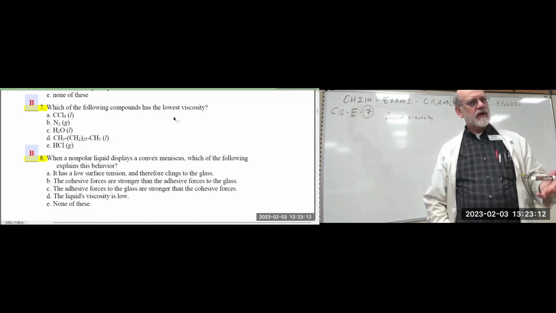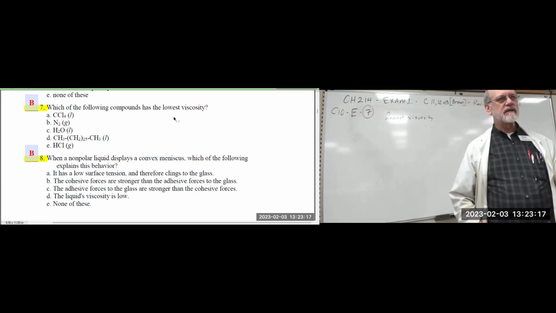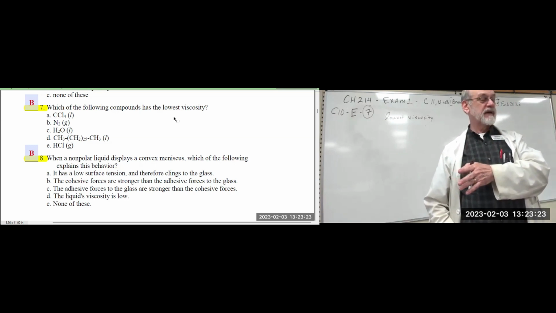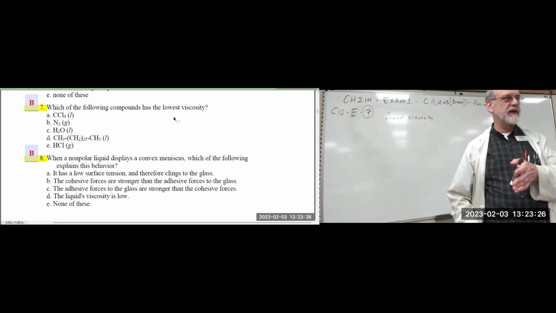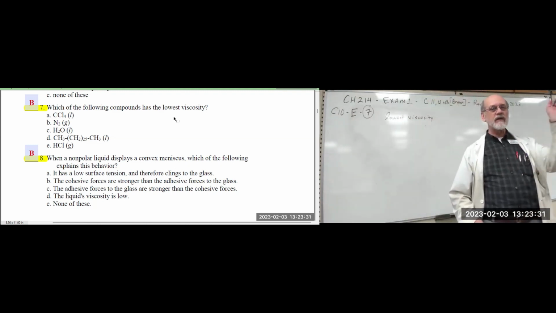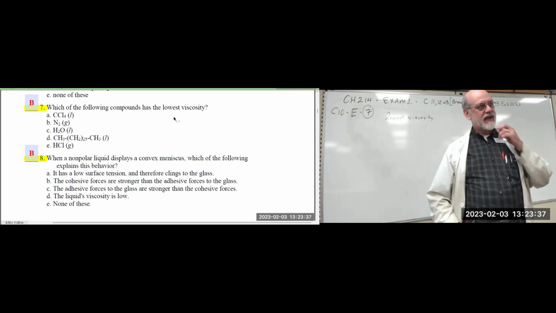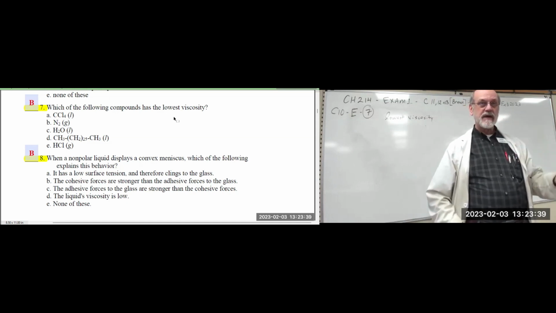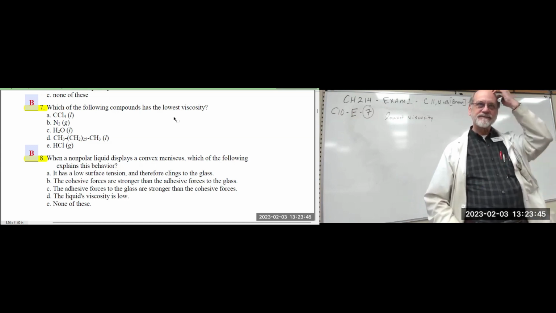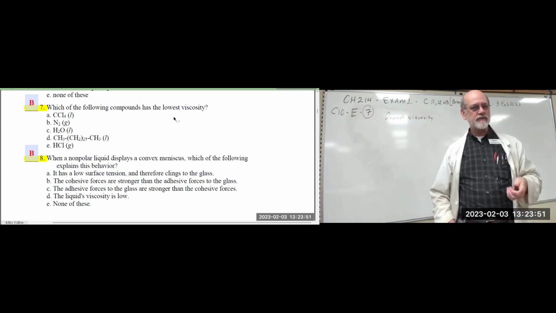The other way that you can look at it is even simpler. Viscosity increases from gas to liquid to solid. And for solids, you can't even measure viscosity most of the time. So liquids are always going to be more viscous than gases. So we can throw out all the liquids, keep the gases. So we got nitrogen gas and HCl gas. And since hydrogen chloride is polar, it's going to be more viscous than nitrogen. And that's how I arrived at nitrogen as the lowest viscosity.